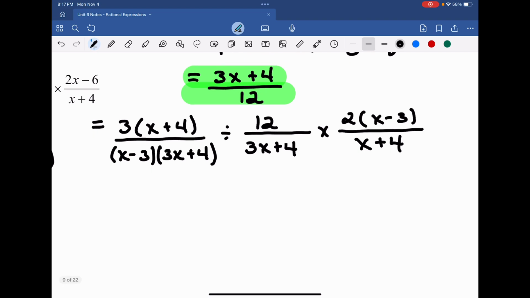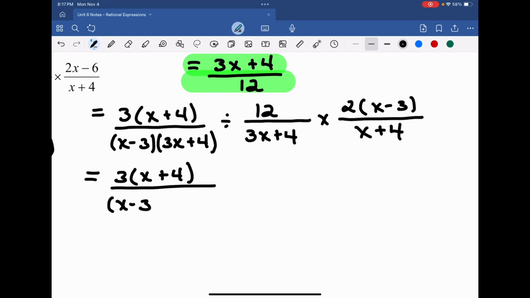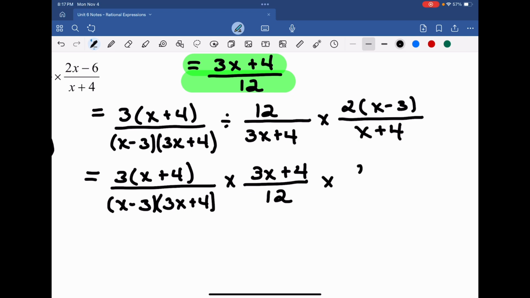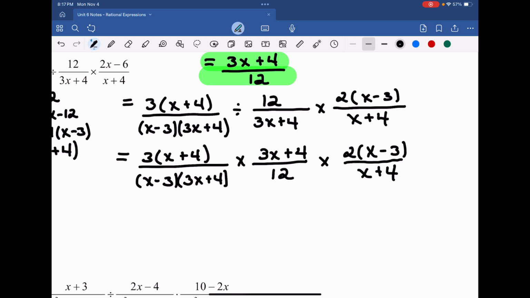Okay, now that we have it in this form, let's just do our reciprocal rule. We want to change this division symbol, or the quotient symbol, into multiplication, which means we take the reciprocal. So I'm going to write this as equal to 3x plus 4, and then divided by our x minus 3 and 3x plus 4. I'm then going to change this to multiplication, which I need to do a better job of that. There we go, multiplication, 3x plus 4 divided by 12, and then times the 2x minus 3 divided by x plus 4. Now, let's state our MPVs, but we got to be very careful what we're considered to be the denominator.